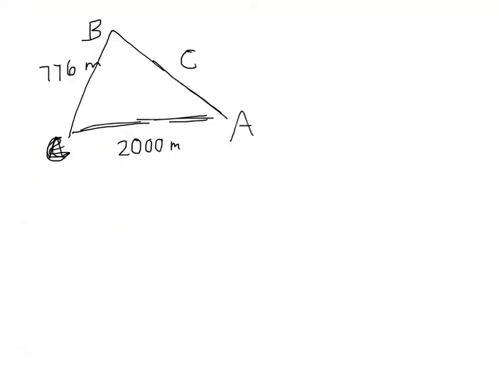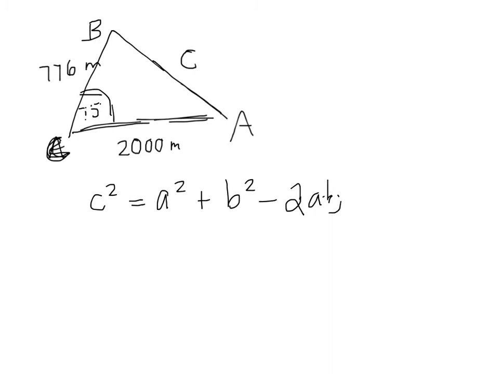I'm going to use cosine law to solve for C. What was angle C again? 75. So C squared equals, what's cosine law? A squared plus B squared minus 2AB cos C.